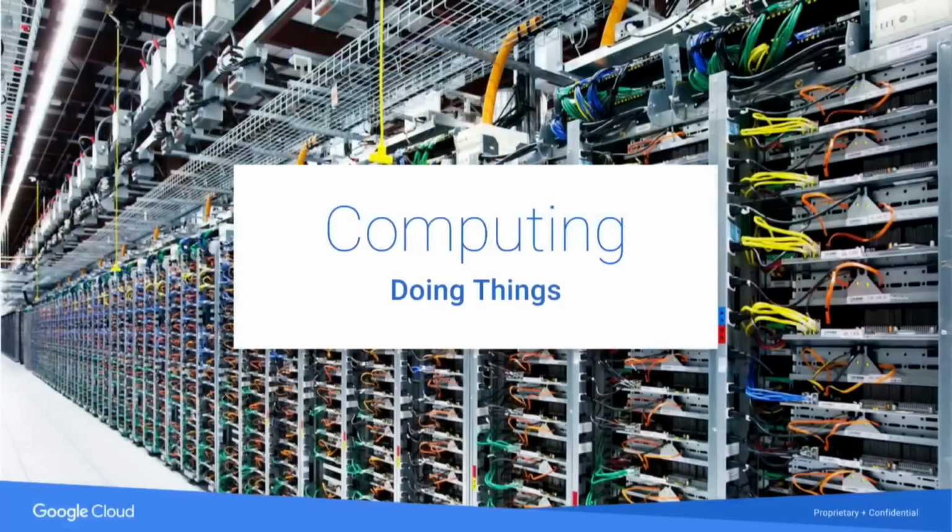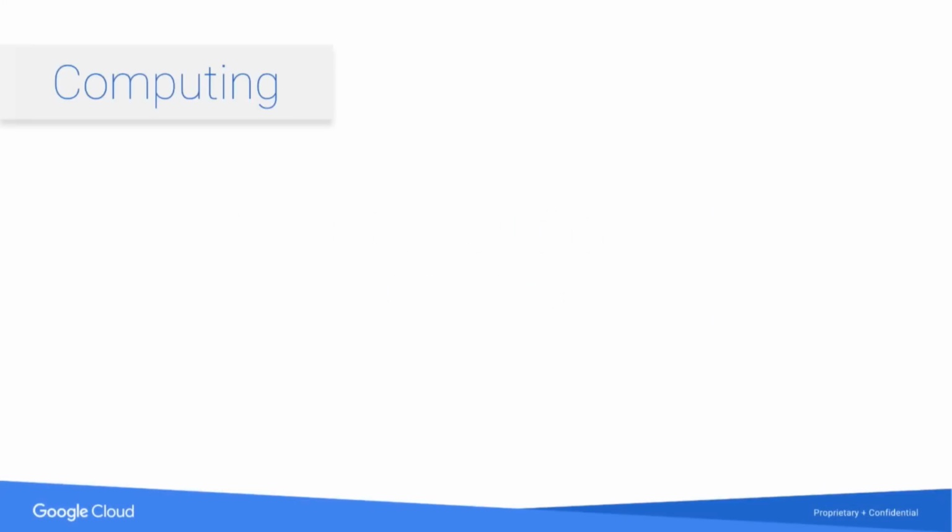So to start with, computing, or perhaps more simply, how do I do things on Google Cloud Platform? The first way we can do things on Google Cloud Platform is using virtual machines. So virtual machines are basically, I have something running, I have it running in my own data center, I have it running somewhere else, but I want to run it on Google Cloud. How do I do that?